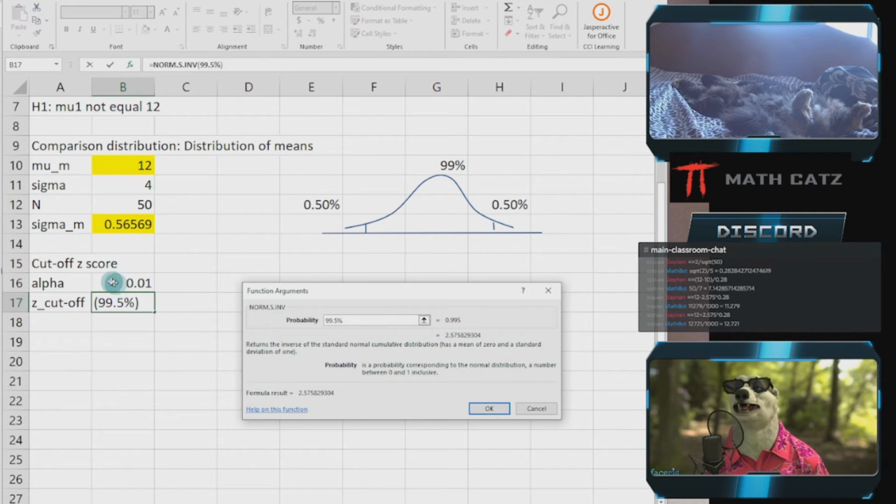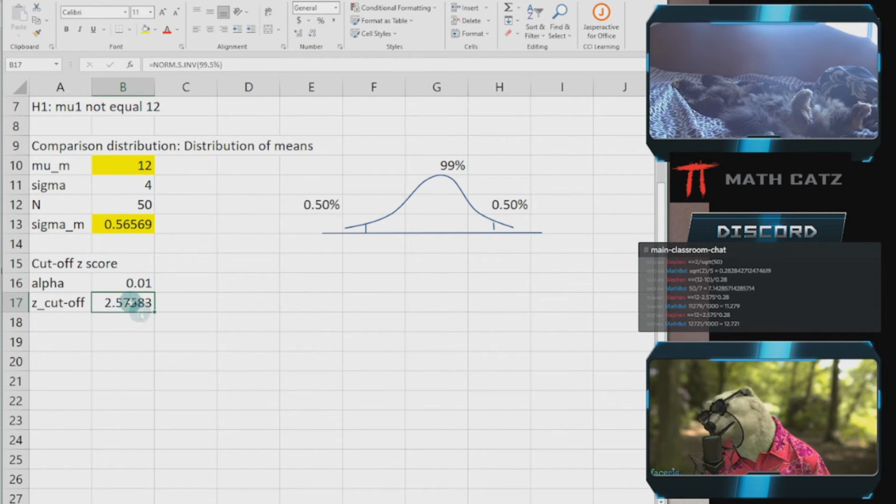I can also use this alpha value. Let me demonstrate that and say this divided by 2, and you see you get the negative because that's the same percentage, the same probability, decimal version of the percentage of this one. So let's go with 99.5%, but you have a lot of options there. That's my positive Z cutoff.